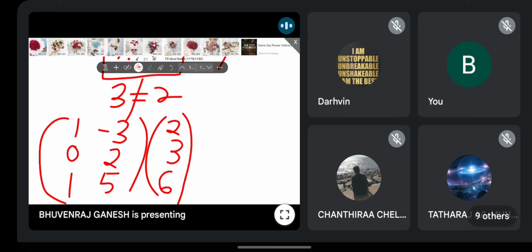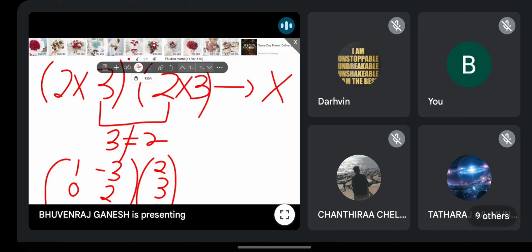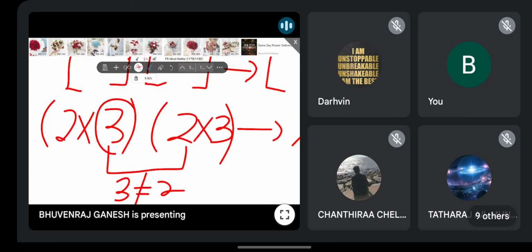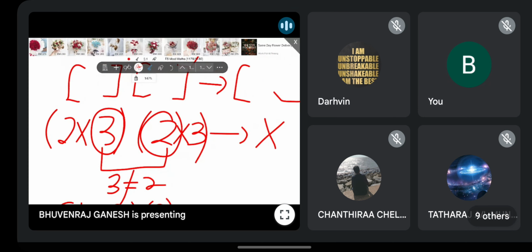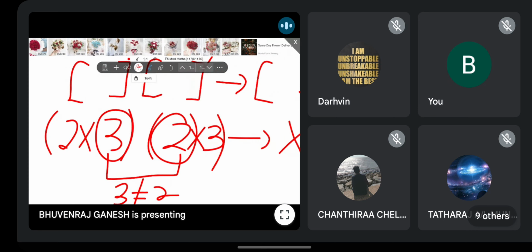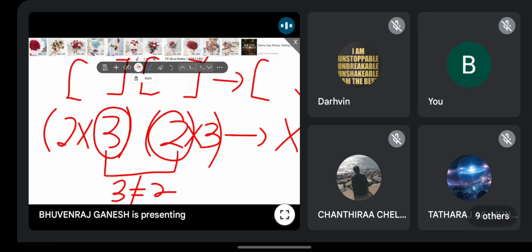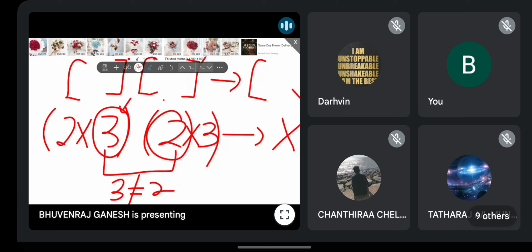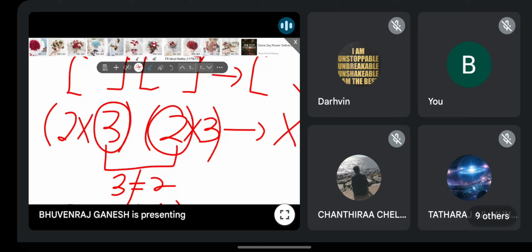The same number in the middle. These two numbers must be the same. Then only we can multiply the matrices. That's the concept. Always check that first before you solve any question, because sometimes the question might trick you. You think that you can multiply anything, but actually if the number here and here are not the same, you cannot multiply. So always check that first.